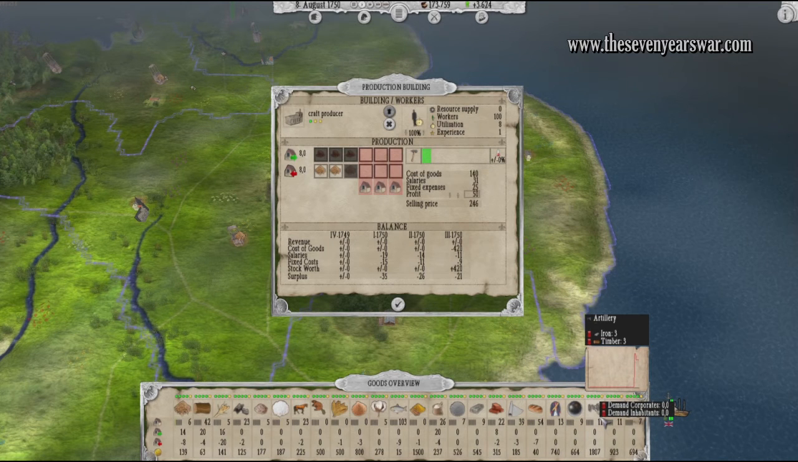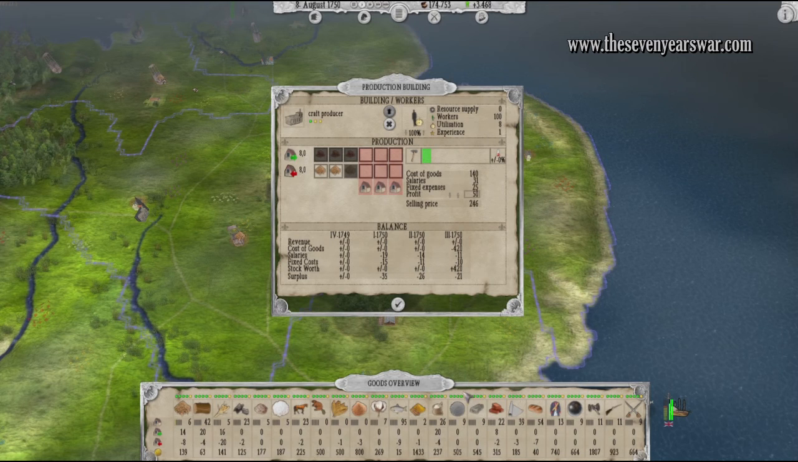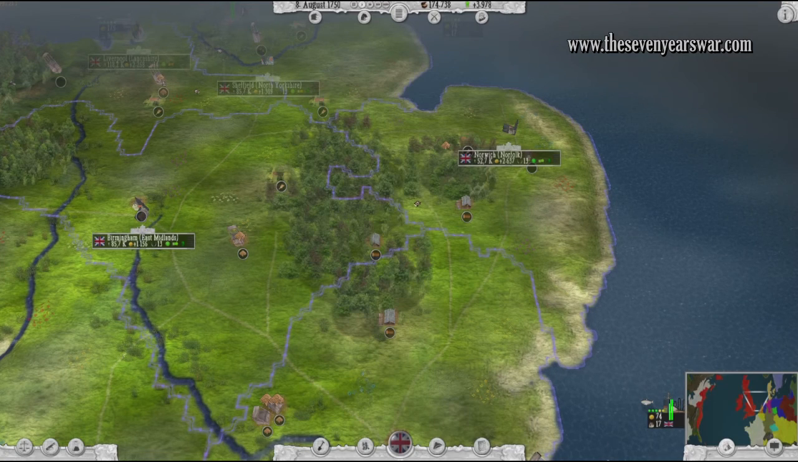For example, for artillery, you would need timber and iron, and to produce iron, you will need coal and iron ore. So build mines to harvest these two resources. So there's a complex product chain which is needed to be set up.